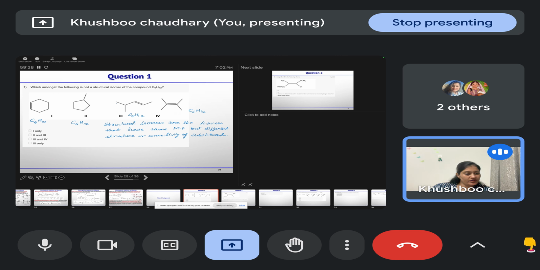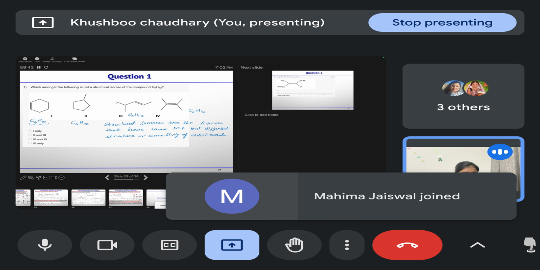So on the basis of molecular formula, we can find out that your first structure is not the structural isomer of the compound C6H12 because it has a different molecular formula. And structural isomers are those isomers that have the same molecular formula but different connectivity of the substituents. So the correct option for this case is option 1.